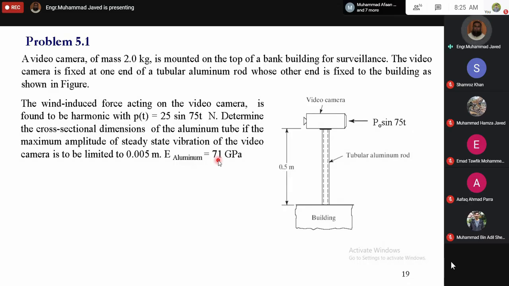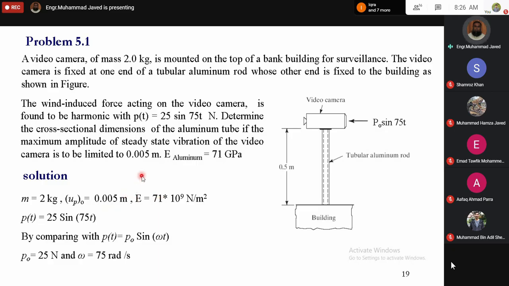So first step is to write the data embedded in the problem, which is mass of the camera 2 kilogram and the maximum amplitude of steady state vibration UP naught is 0.005 meter. E is also reproduced, and this harmonic force is also reproduced.